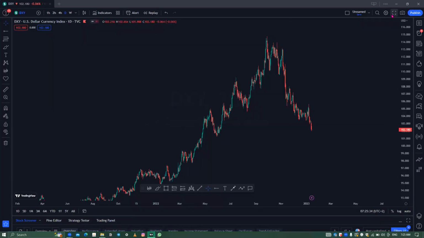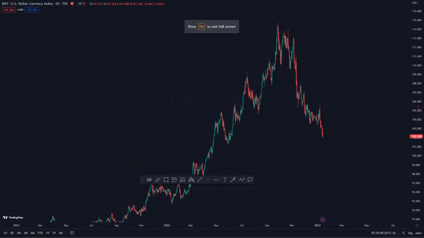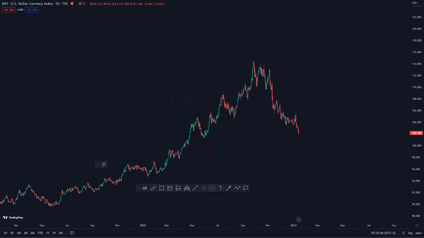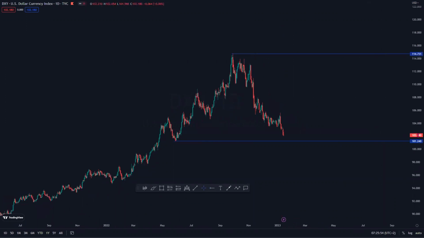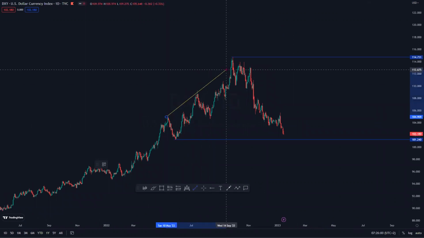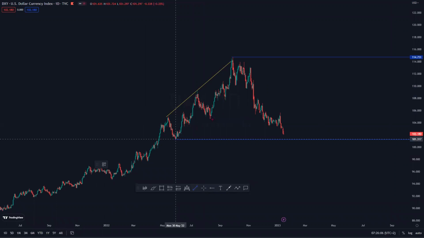So first things first, we are going to look at DXY. We are on a daily time frame on DXY. What we normally do is mark our lowest low, which is this one, and our highest high. Previously, looking at DXY, we were having a structure like this. And again, this is our 90% rule of the structure.